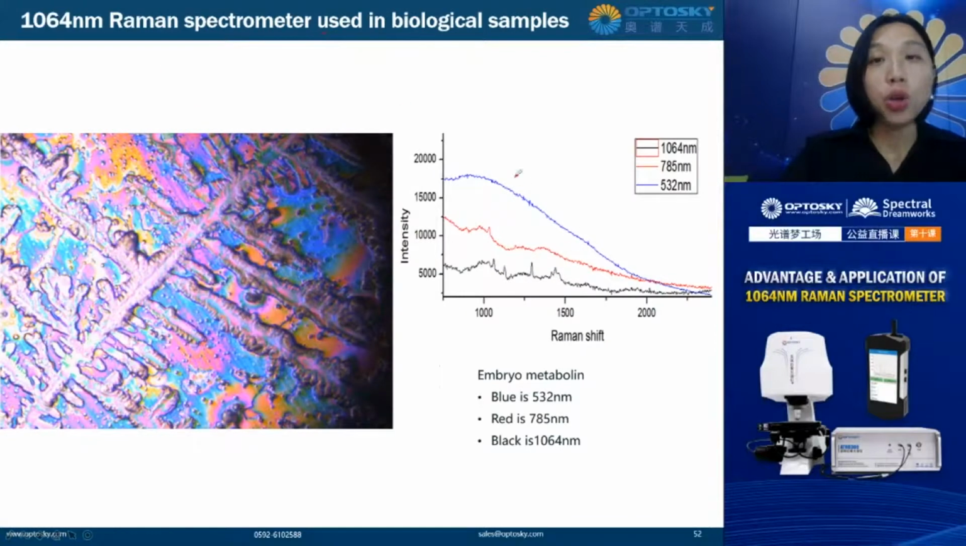And also, we use it to identify biological samples. This is the embryo metabolite. If you use the 1064, you see the peaks are more distinct. However, if you use 532 and 785, almost no peaks.